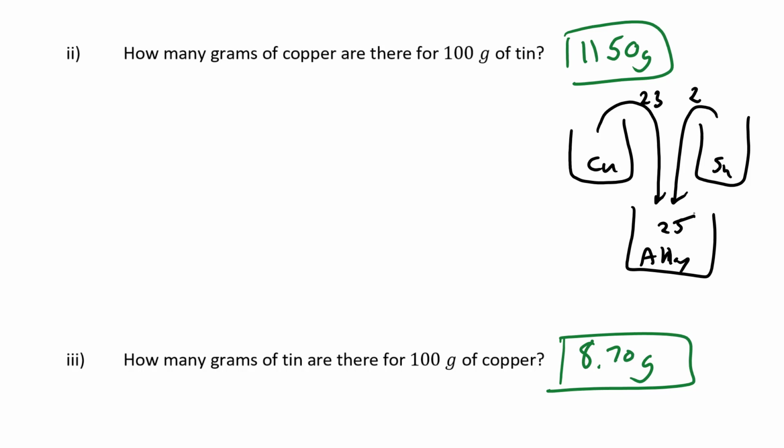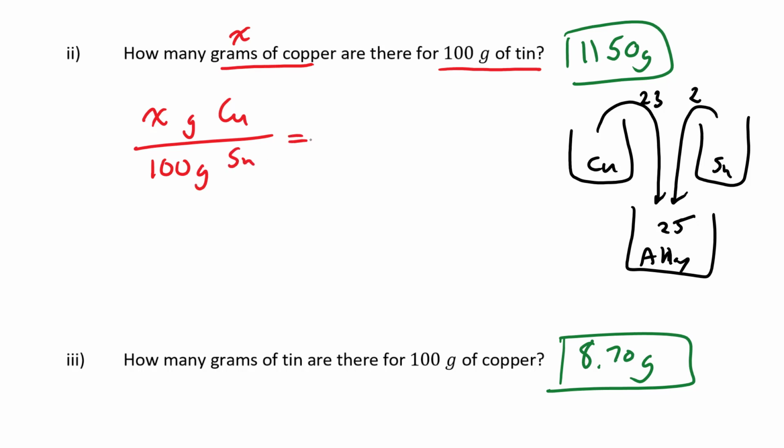Now, this question here, it says how many grams of copper are there for 100 grams of tin? So in this example, let's say we have an unlimited amount of copper and we have a limited amount of tin. We only have 100 grams of tin. We want to use all of it up. So how much copper do I need to add to this tin to make my alloy? So here, x is our unknown. X grams of copper and we're going to compare that to 100 grams of tin.